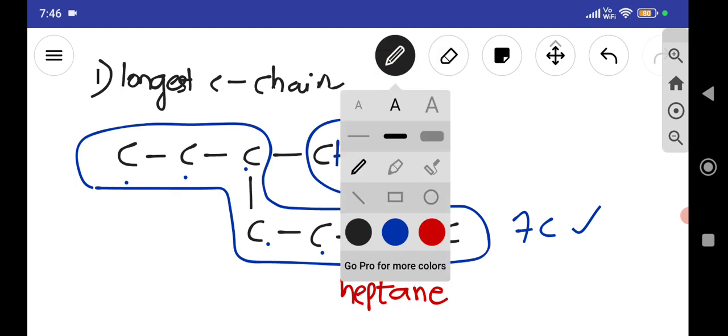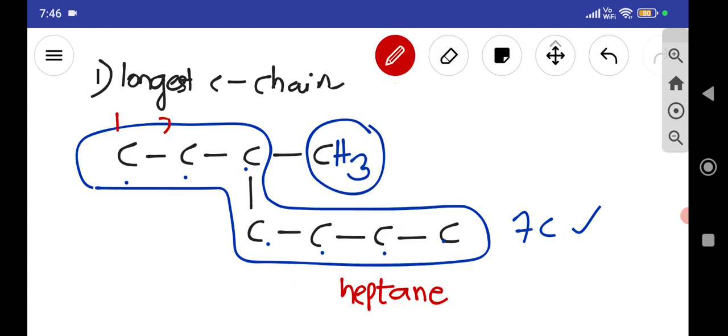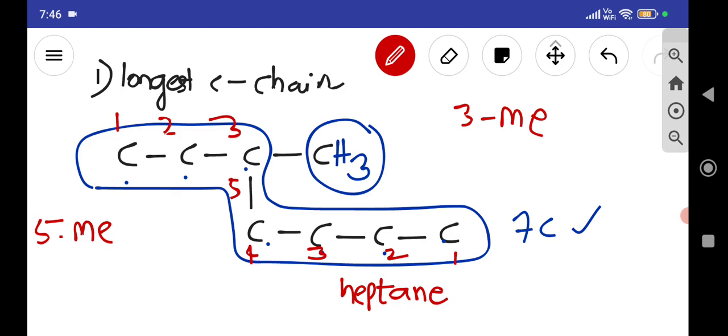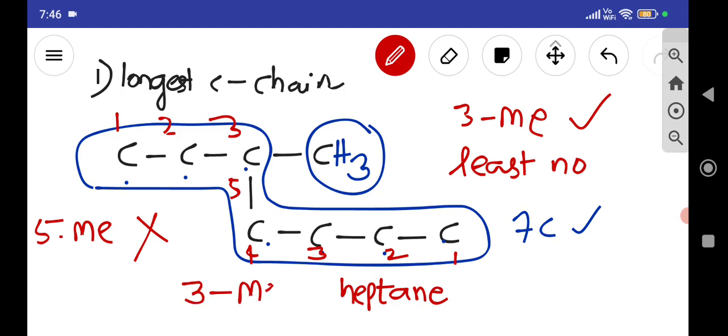Then numbering should be given, so you can check it from this direction. You get the branch as 3 methyl, and from the other direction if you give, it will become 5 methyl. So we can check that 5 methyl is not correct and 3 methyl is correct, because always numbering should be given for the branch and it should be the least number. So therefore we write it as 3, hyphen should be there between number and alphabet, so it will become 3-methylheptane.